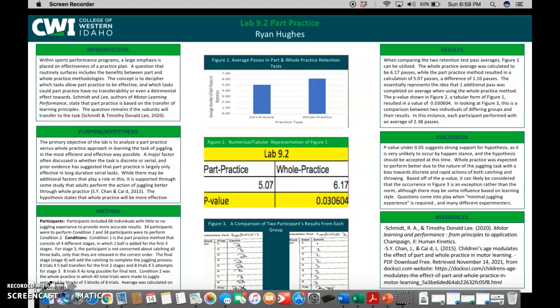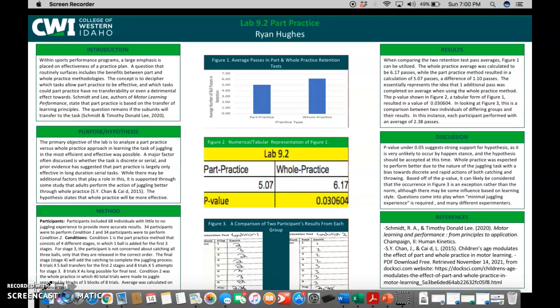In regards to figure 3, it goes to show that there was a bit of an exception here. Based off of the p-value, we can consider that this may be a rare occurrence in which the part practice and the whole practice for these two individuals resulted in the same amount of passes completed for both of the two methods that we used. This could be due to the fact that the learning styles of these two participants were a little bit different. That could be part of it as well.